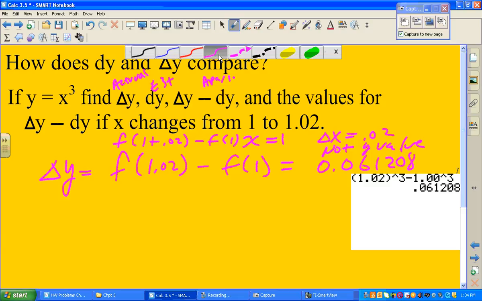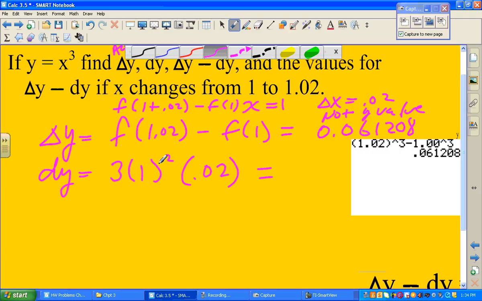If I want to find the value of dy, I take the derivative, which is 3x squared, which in this case is 3 at x equals 1, and I multiply it by 0.02. So what's 3 times 0.02? 0.06. So you can see using the differential to approximate the change is close to the actual value.